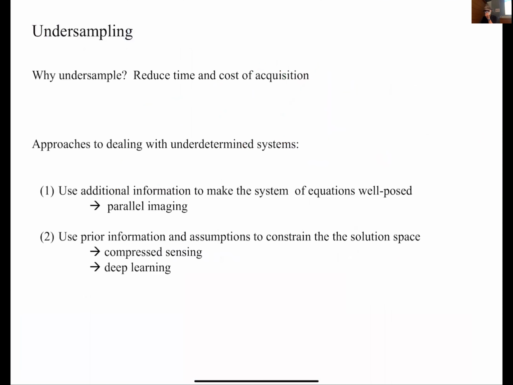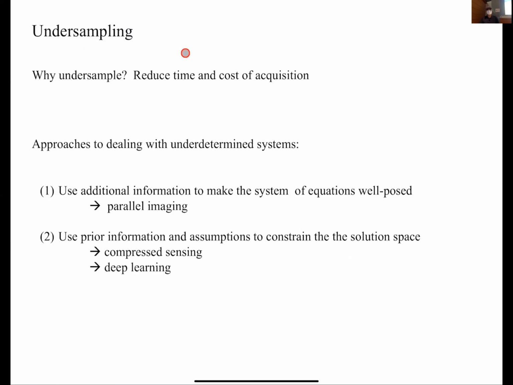Okay, so once again, let's review why we want to undersample. Obviously, we want to go faster, so we can reduce the time and cost of the acquisition. Time is really important for certain applications. For example, if you're scanning little babies, you don't have much time because babies move. If your scan takes 10 minutes, you're going to end up with just this blurry image, right? So what you'd love is like a 1 second image. But if you can get a 1 or 2 second image, maybe the baby will stay still for that amount of time.